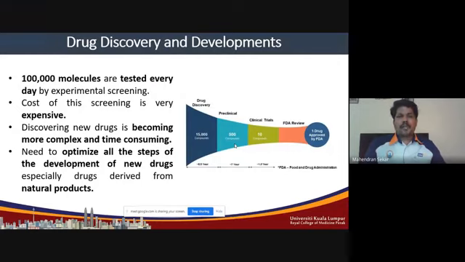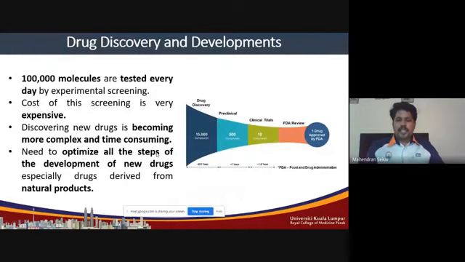So normally in the drug discovery process, every day hundreds of thousands of molecules are tested and experimentally screened, either for biological properties or pharmacological properties. The cost of this screening is very expensive, and discovering new drugs is becoming complex and time consuming. So we need to optimize all the steps.